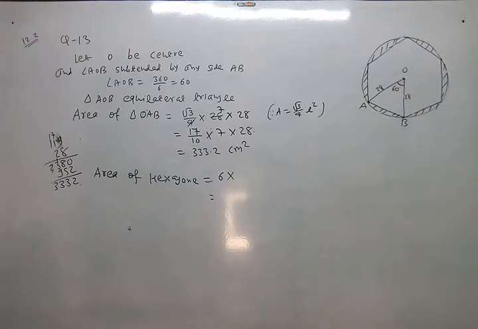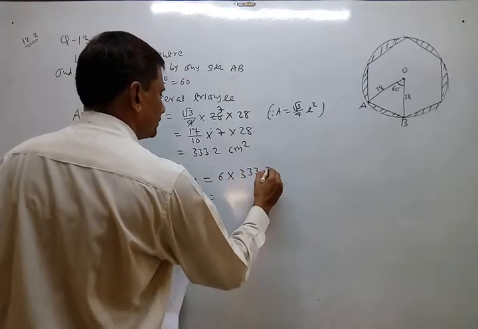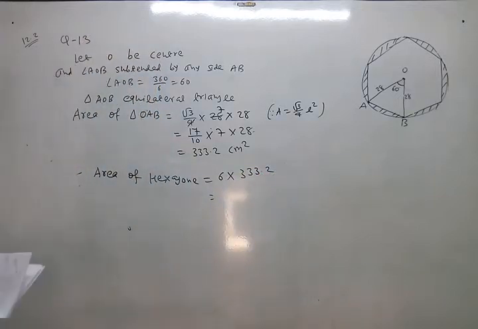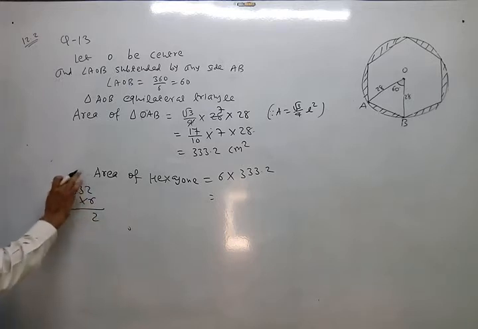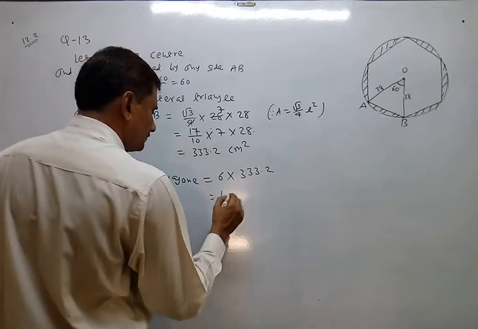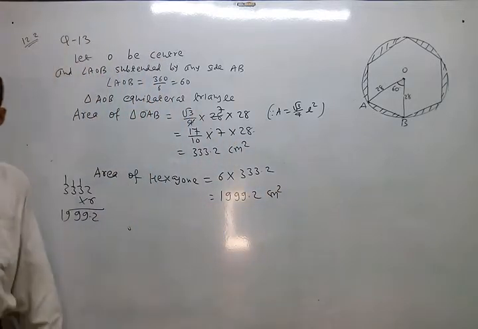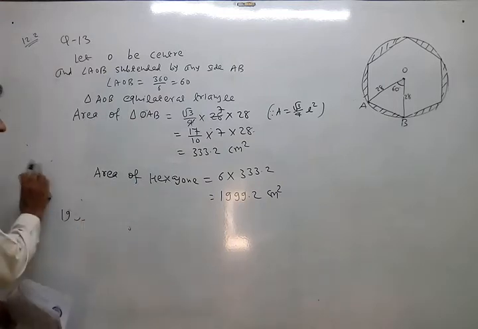Now we have to multiply 333.2 into 6. So 3332 into 6: 6 twos are 12, 6 threes are 18 plus 1 is 19, and so on. One decimal point there, so 1999.2 centimeter square. So this is the area of the hexagon.